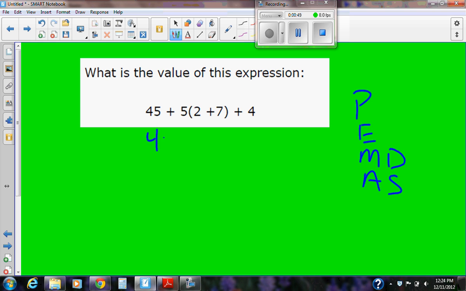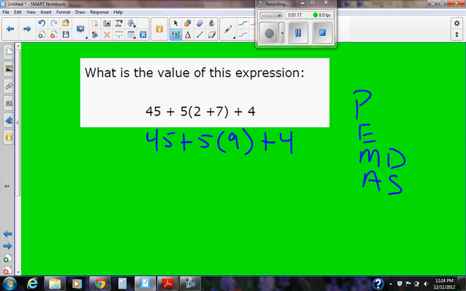So I'm going to bring down my numbers, 45 plus 5. I'm going to work on parentheses. 2 plus 7 is 9. And I'm going to bring down my plus 4. All right, so now we have parentheses, but there's nothing really to do with parentheses. And remember, if there's nothing between the number and the parentheses, that means multiplication. So there's no exponents, so we're going to move on to multiplication.